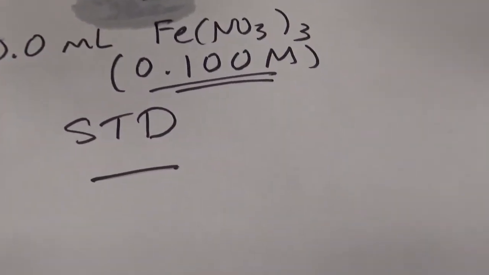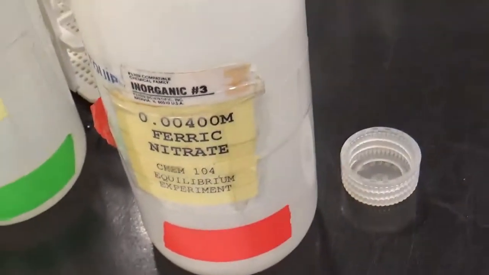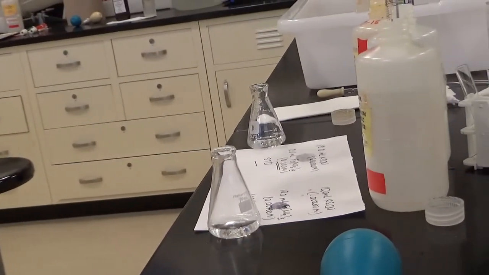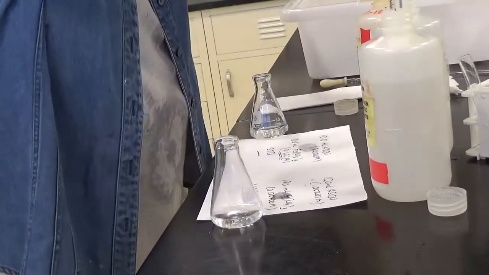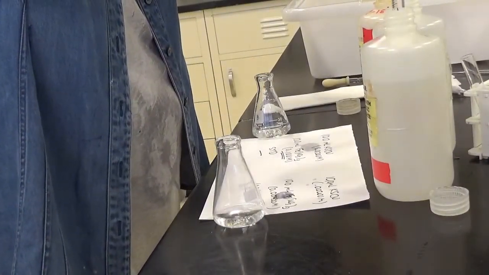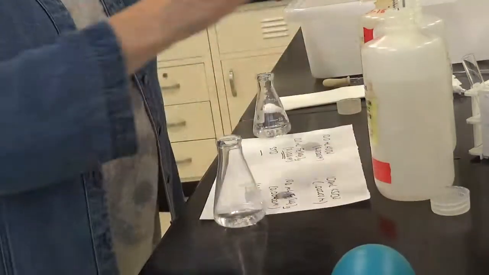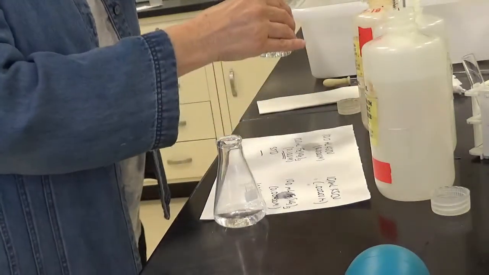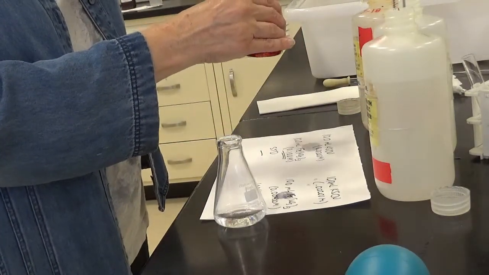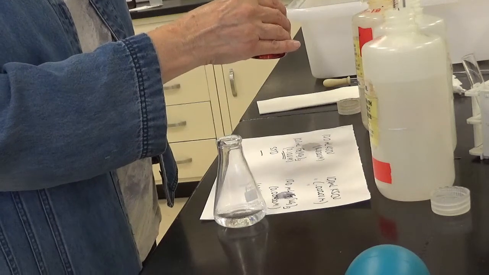flask marked B, but it's the standard. I'm going to put it into this solution, and then I'm going to put 10 milliliters of this 0.004 molar ferric nitrate into this solution. And hopefully I can capture this on the camera. If I can't, I apologize. Okay, so let me put 10 milliliters of this, and of course it's going to turn brown or amber, whatever you call that nice color that the complex forms.